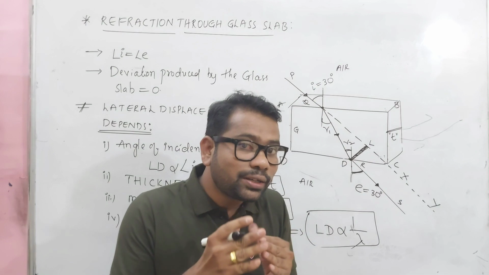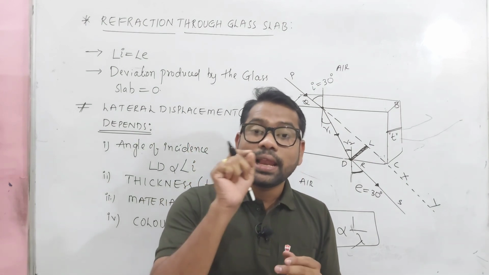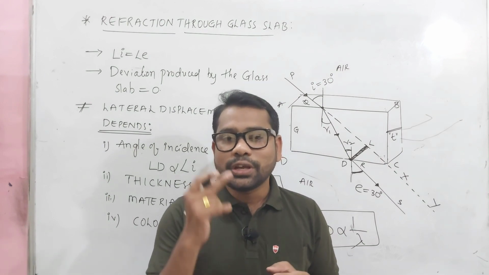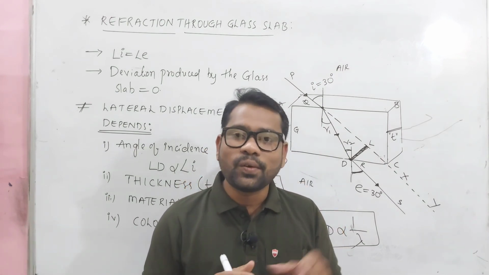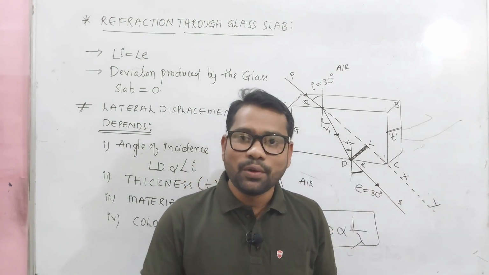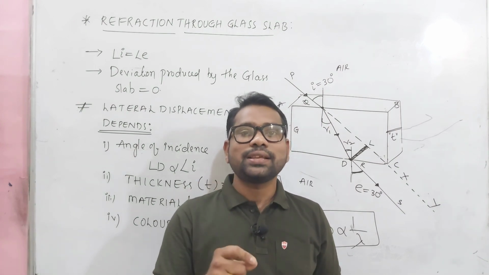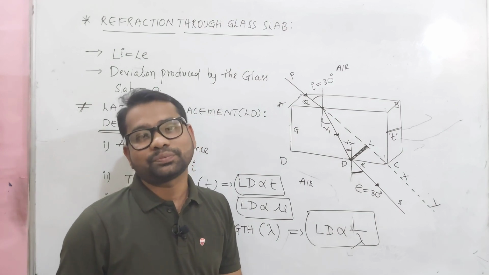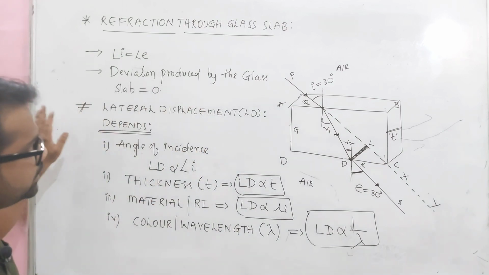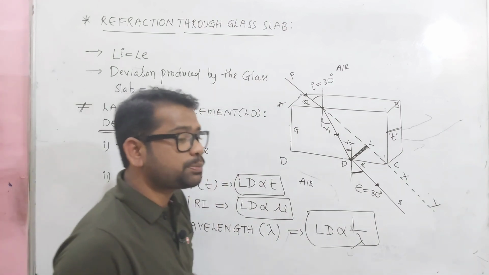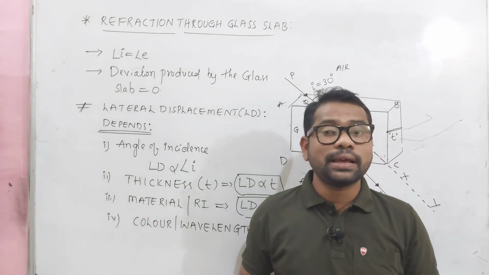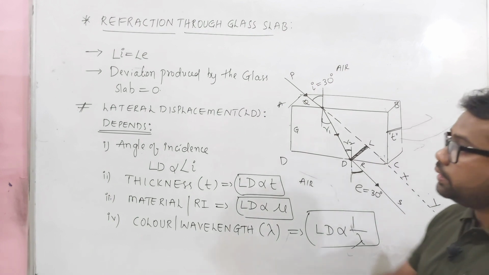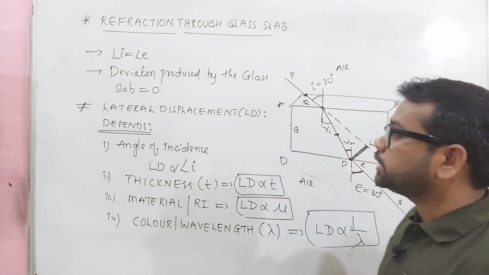Then for which color, children, is lateral displacement more? You have to think, for which color is the wavelength less? Violet color. So here for violet color the wavelength is less, so obviously for violet color the lateral displacement is going to be more. Okay, fine. So this is how refraction takes place through the rectangular glass slab, and here is what the lateral displacement is and the factors on which it depends.